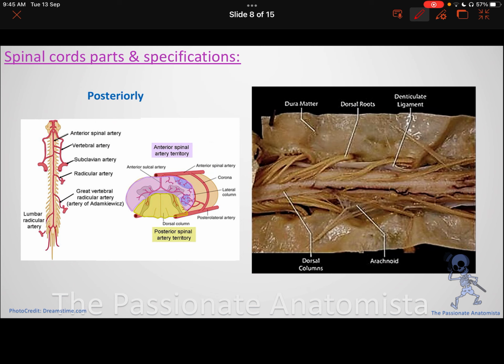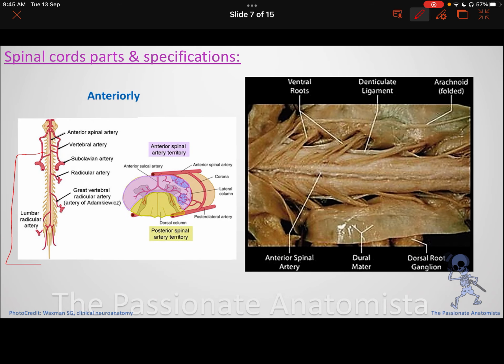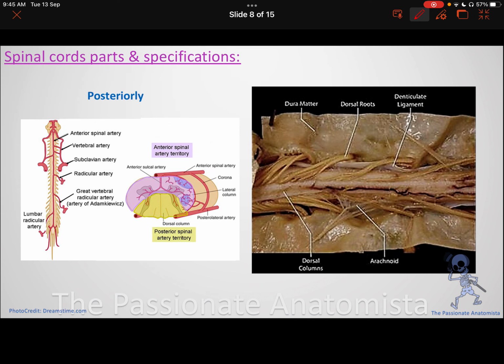perfect. And now here, posteriorly, we have the same idea. Okay, so posteriorly, we have two posterior spinal arteries. It should be two. I can see only one on the side.